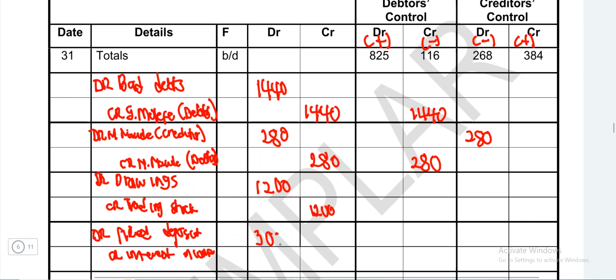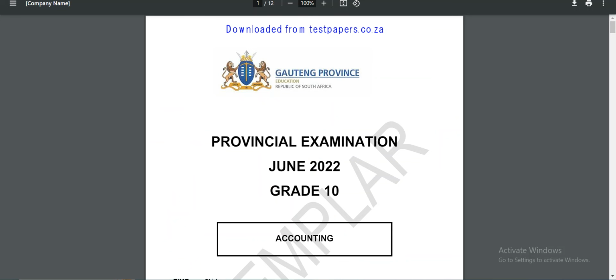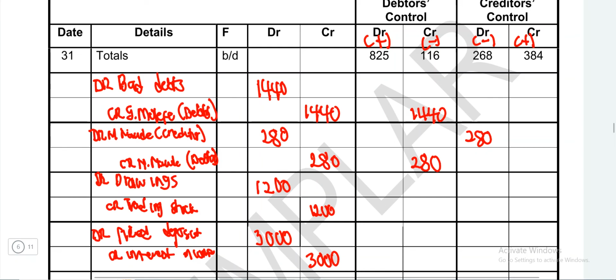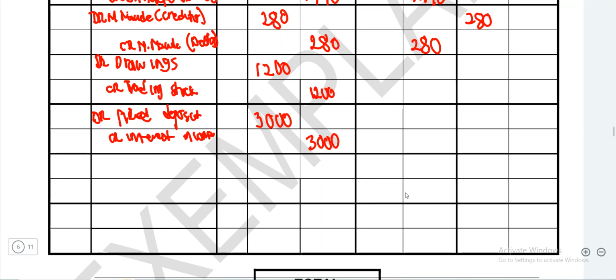Remember that 3,000. Now we need to check, does this transaction affect our debtors control and creditors control? It doesn't. So if it doesn't, we leave it. We don't go there to record, because remember, there's no impact on that. And then next we can go to the next transaction.